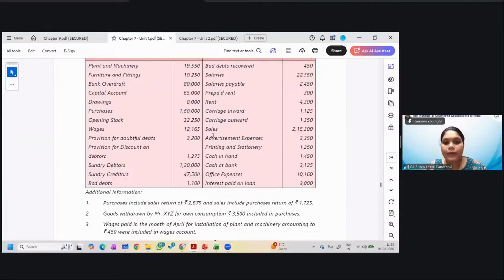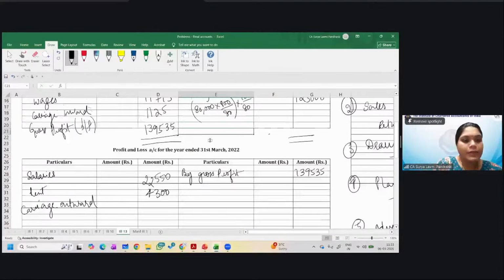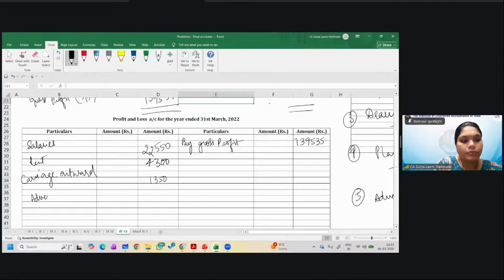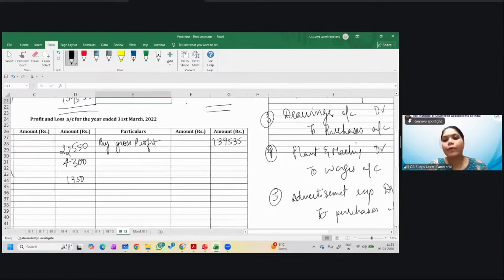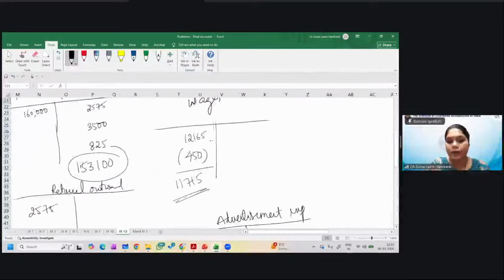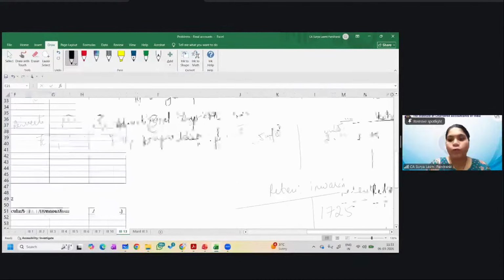And then what else we have? We have advertisement expense. Advertisement, I'm not picking it from there. I will have to pick it from here. What is the advertisement expense? 4175.